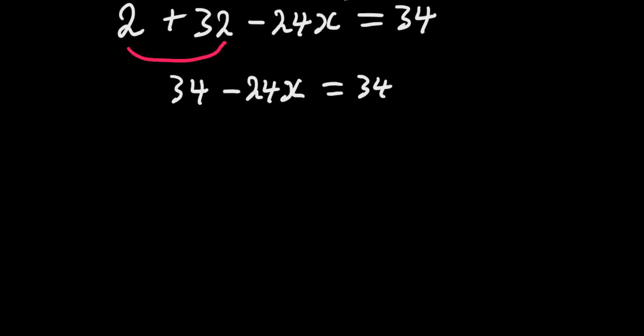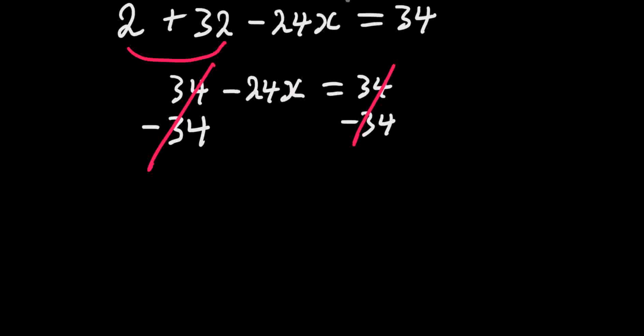So now we are going to isolate -24x. Just keep it on the left side, and move 34 from the left side. We are going to subtract 34 from both sides in order to move this from here. So minus 34 from both sides, and 34 minus 34 is 0, so this will be out. Also on the right side, 34 minus 34 is 0.